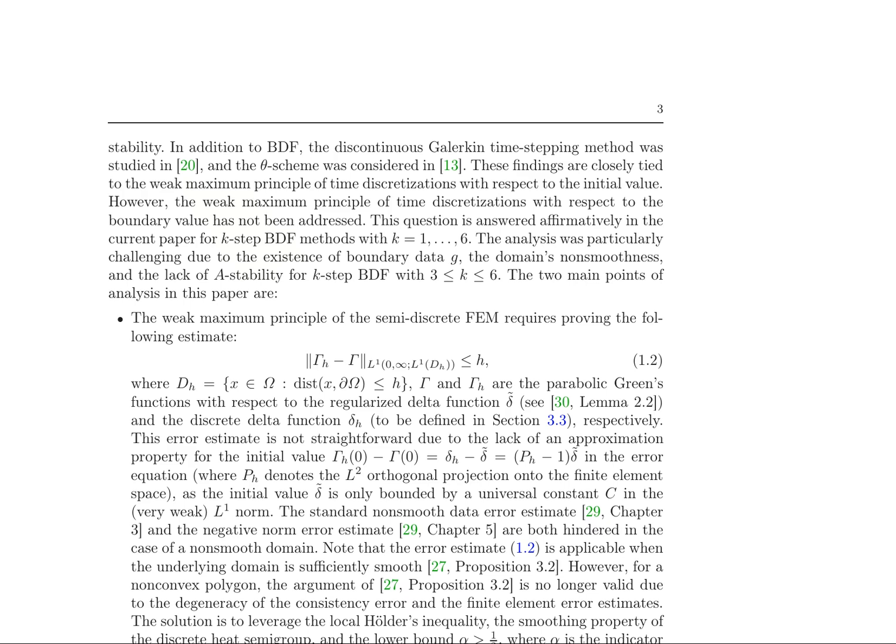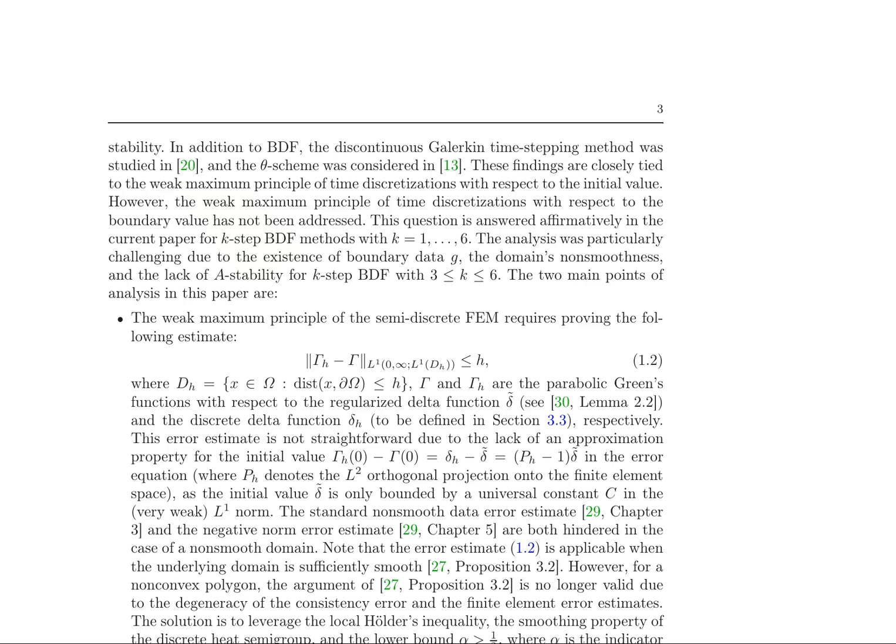First, it seeks to prove the error estimate ‖∇(Γ_h − Γ)‖_{L^1(0,∞; L^1(Ω\D_h))} ≤ h, where D_h denotes the set of points within a distance h from the boundary of the domain Ω, and Γ_h and Γ are the parabolic Green's functions with respect to the regularized delta function δ and the discrete delta function δ_h, respectively. This error estimate is not straightforward due to the lack of an approximation property for the initial value Γ_h(0) − Γ(0) in the error equation.